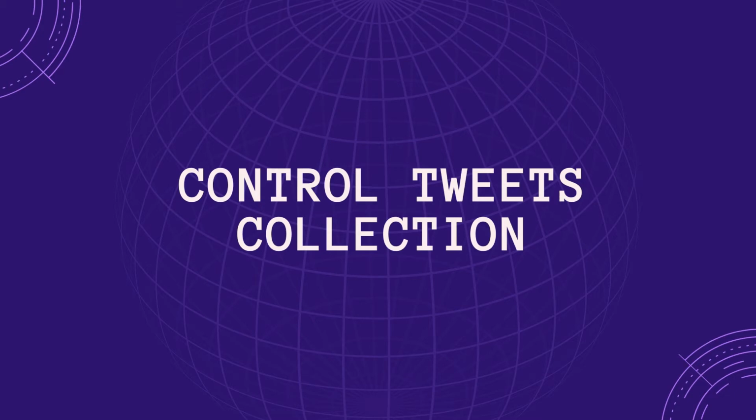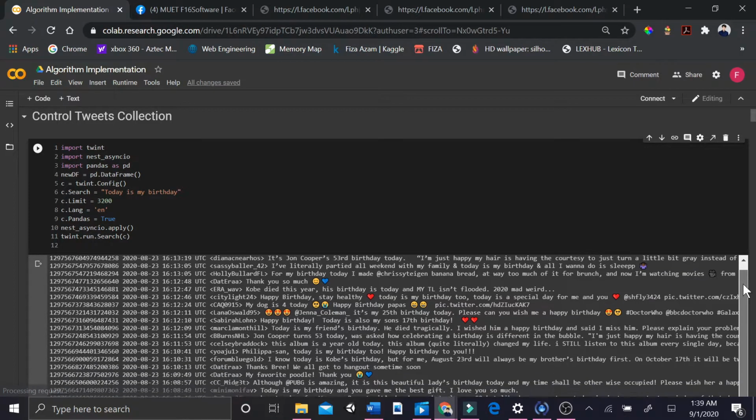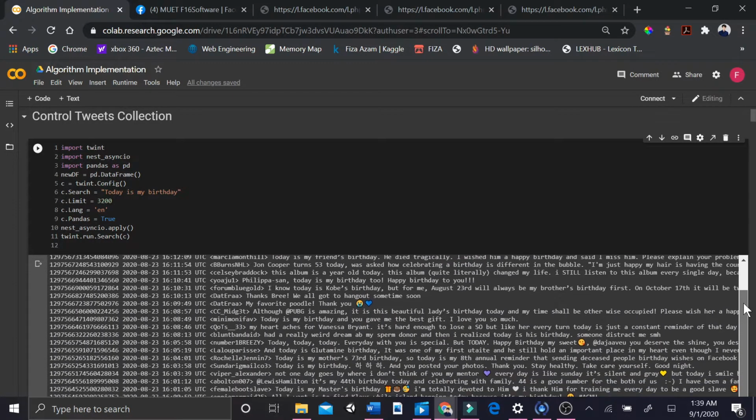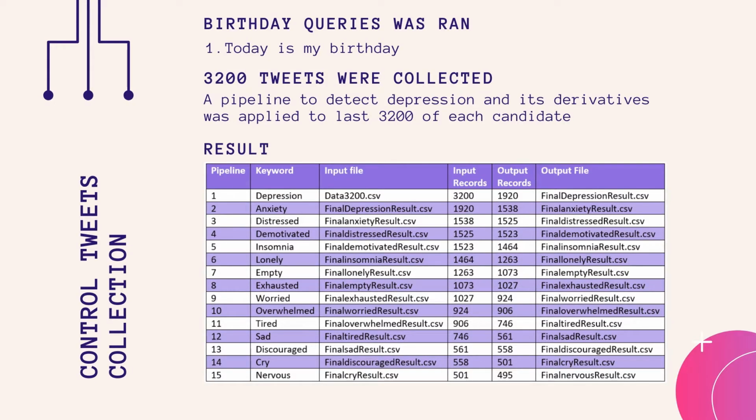Control tweets collection. We ran the query "Today is my birthday." We gathered 3,200 birthday tweets. Afterward, we followed a similar approach as Angela Lace et al. We applied a pipeline of words that included depression and its derivatives to the last 3,200 tweets of each user retrieved in the first step. If any of the users was found to use any of these words in their tweets, they were removed from the dataset. Hence, 495 users were selected at this stage.